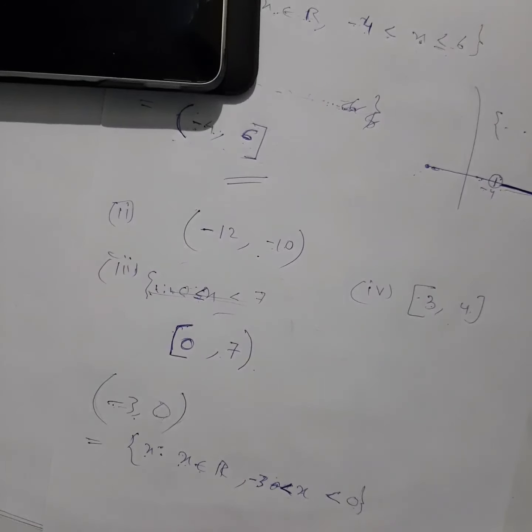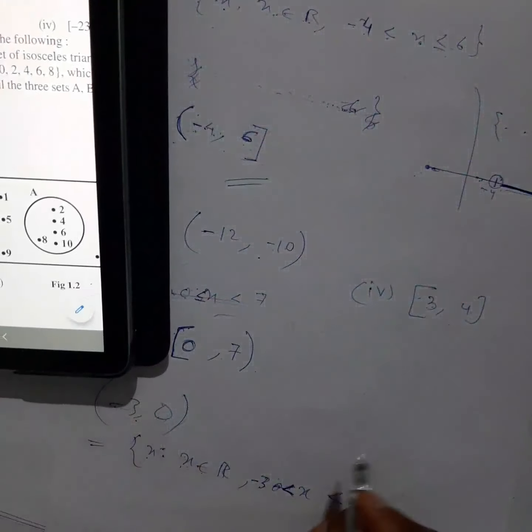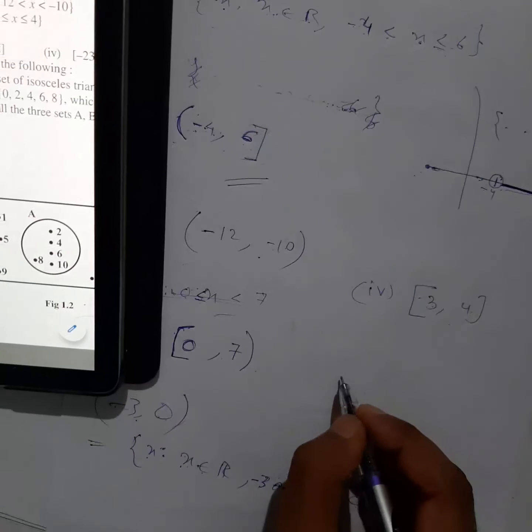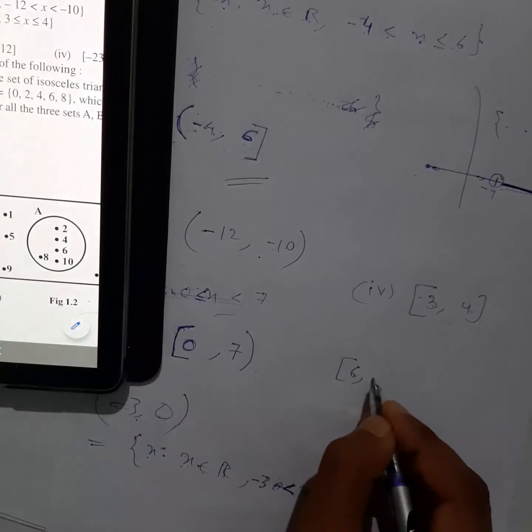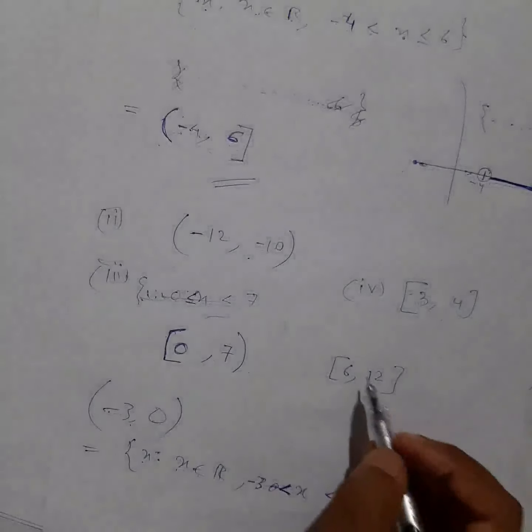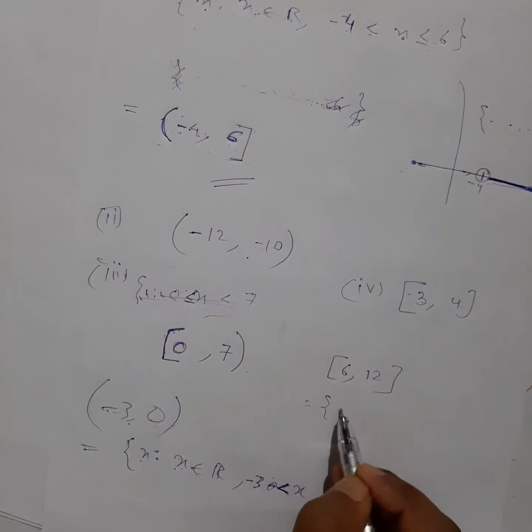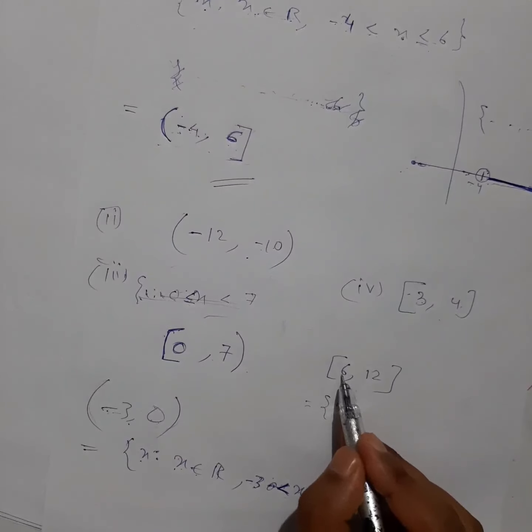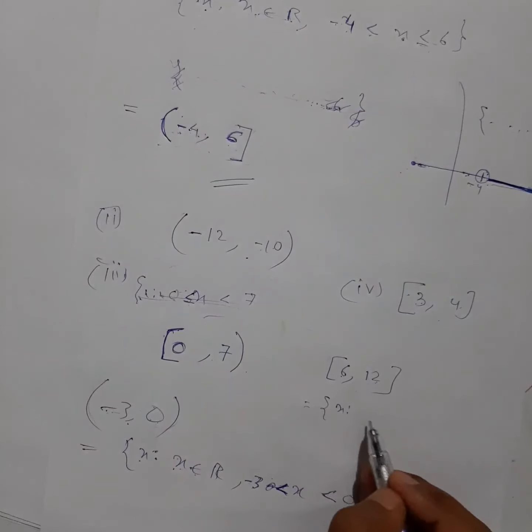Next, number 2, 6, 12 they have given. So how will you write this in set builder form? X is the element. What is the element here? 6 to 12, and 6 and 12 are also members of the set.